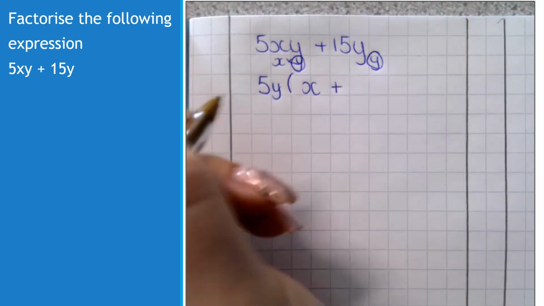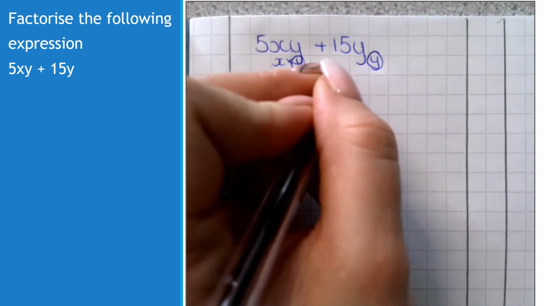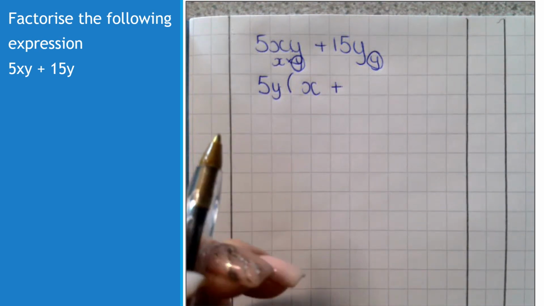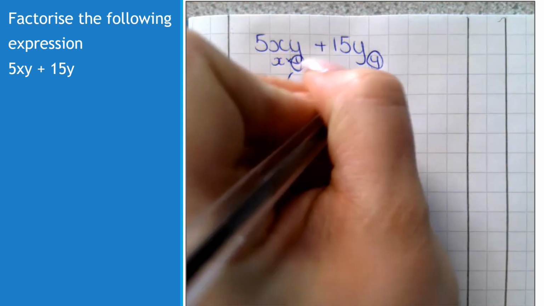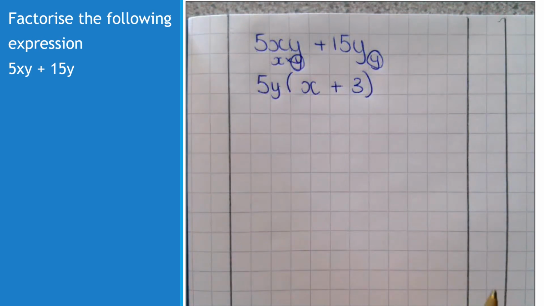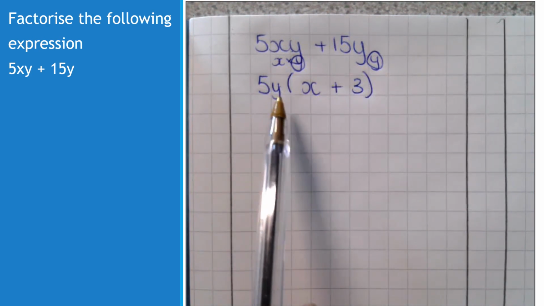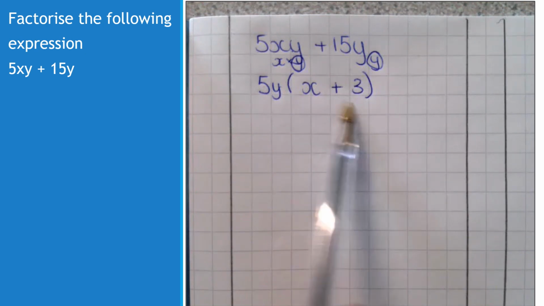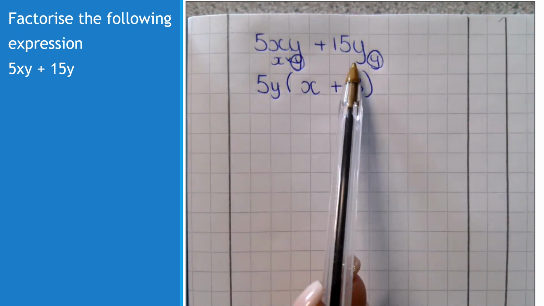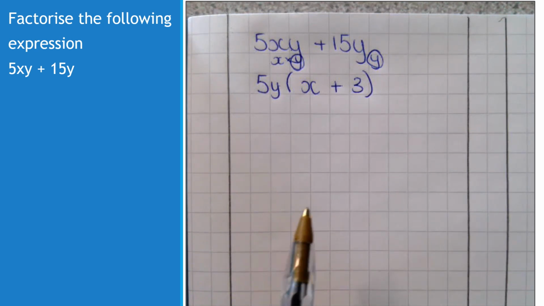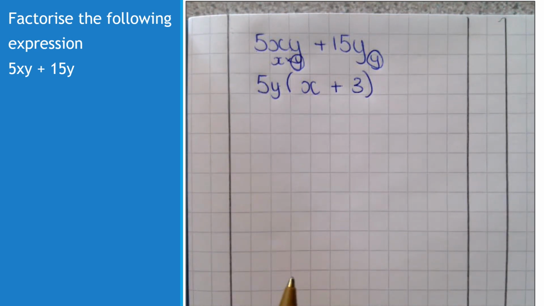And then on this side, how do I get from 5y to 15y? And again, you can see it as doing 15y divided by 5y. To get from 5 to 15 is 3. And then I can close my brackets. What we can also do to check that our answer is correct is expand our brackets, and we should end up with our original expression. If we don't, we've made a mistake. There are some videos on expanding brackets if you're not sure how to do this.